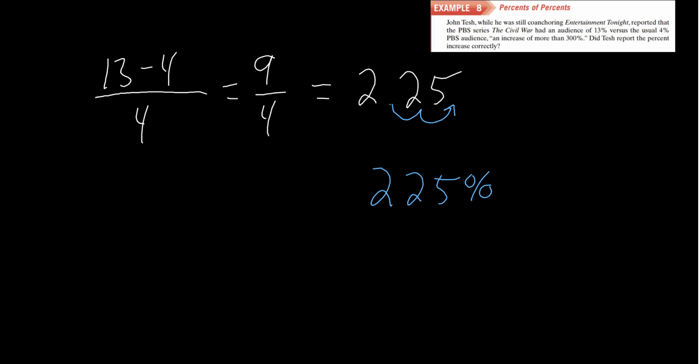So percentage-wise, the increase in viewership was up 225%, right? So John Tesh, obviously quickly, was saying 13%, 4%, 3 times more. But again, that's not how percentages work. That's not how percent increases work. And so he would technically be wrong, but I don't think it's that big of a deal. I think any news media outlet that calls somebody out for that is kind of petty.